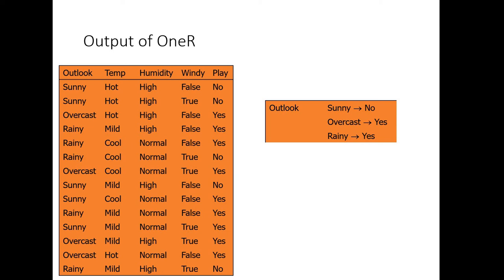When the outlook is sunny, no, don't play the game. It could have been a board game, we don't know. Overcast, yes, rainy, yes. So that's what this data model tells you. But remember, we got this model from the data. You input the data, and it tells us what you should do whenever you need to play the game.